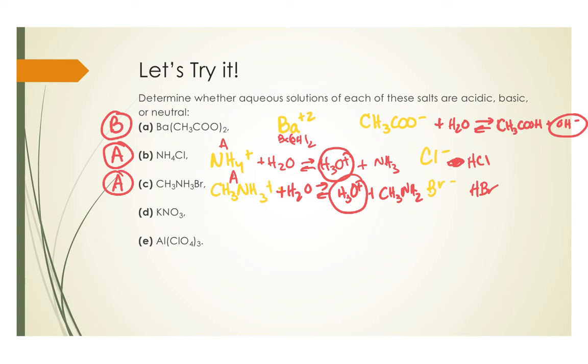Next one we have is KNO3. So we have K plus ion, we have NO3 minus ion. The conjugate base of K plus is KOH, which is a strong base, so there'll be no effect there. NO3 minus's conjugate acid is HNO3, and that is a strong acid, and so there'll be no effect there. So this is going to be neutral.